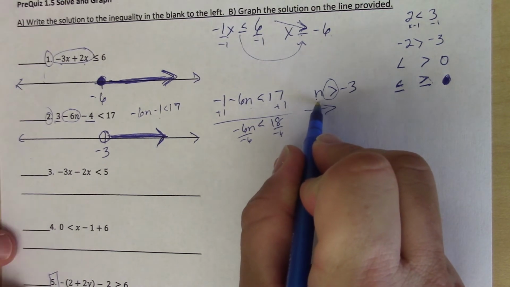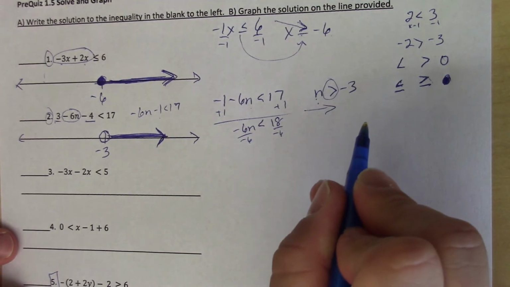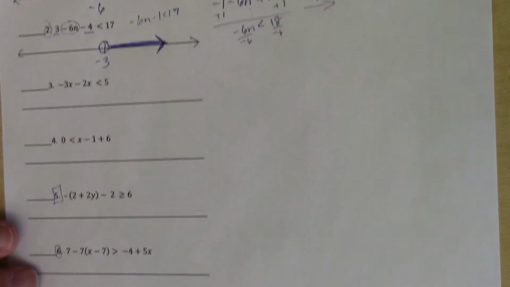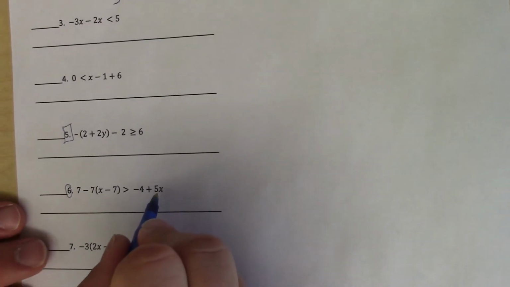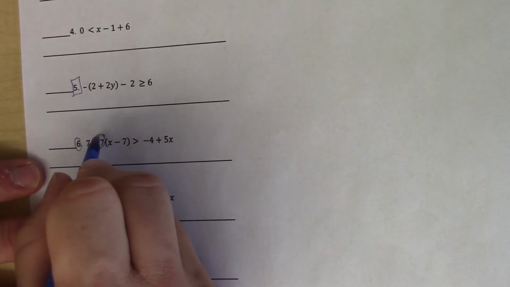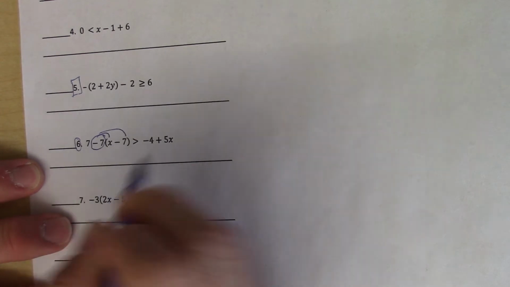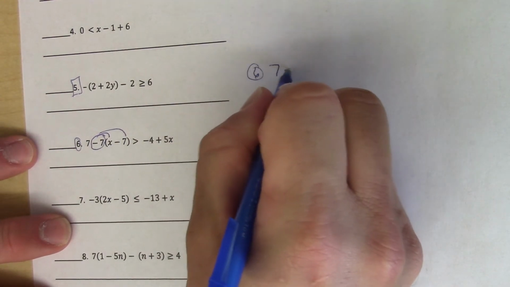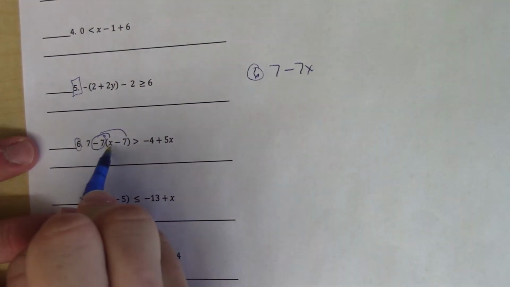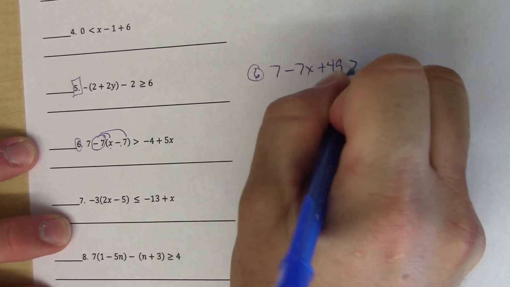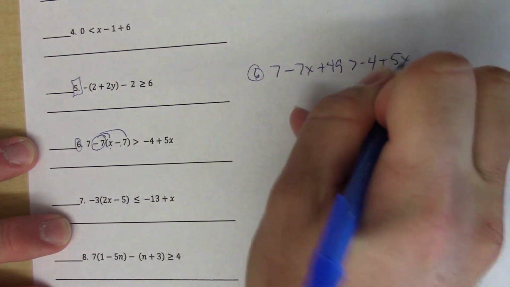Okay? All right, so what I want to do is make you a little uncomfortable and do number 6 and put the letter on the other side. So on number 6 here, first things first, I need to distribute this negative 7 into both of those. So I'm going to put the work here for number 6. 7 minus 7x, because a negative times a positive, and then here a negative times a negative gives me a positive 49, greater than negative 4 plus 5x.